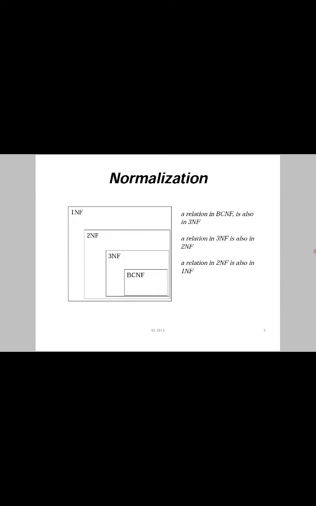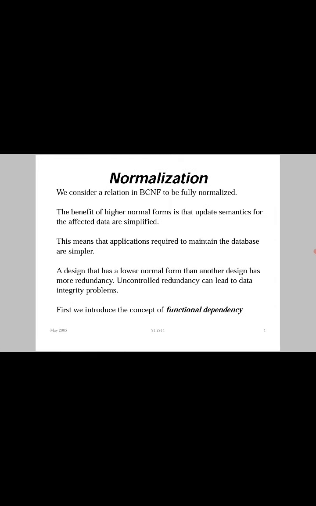So this is the simple diagram. A relation in BCNF is also in third normal form, and similarly a relation in third normal form is also in second and first normal form, and a relation in second normal form already exists in first normal form. So normalization: what is the definition of normalization, what are the benefits and applications of applying normalization, what are the different steps to follow while doing normalization, and what are normal forms.